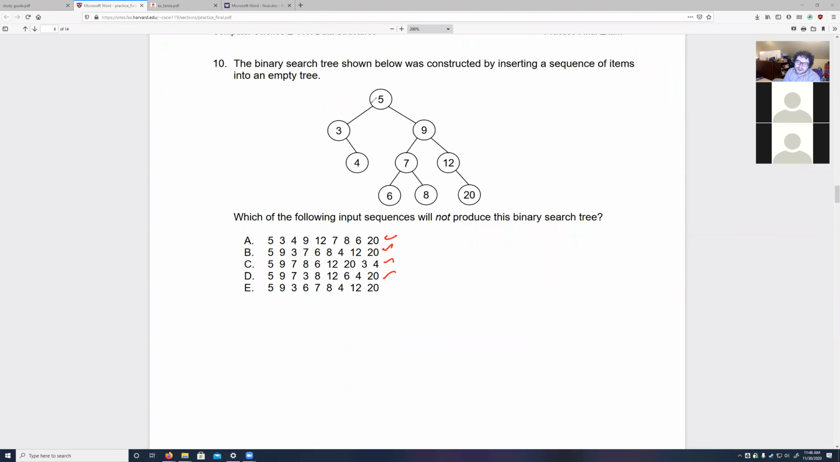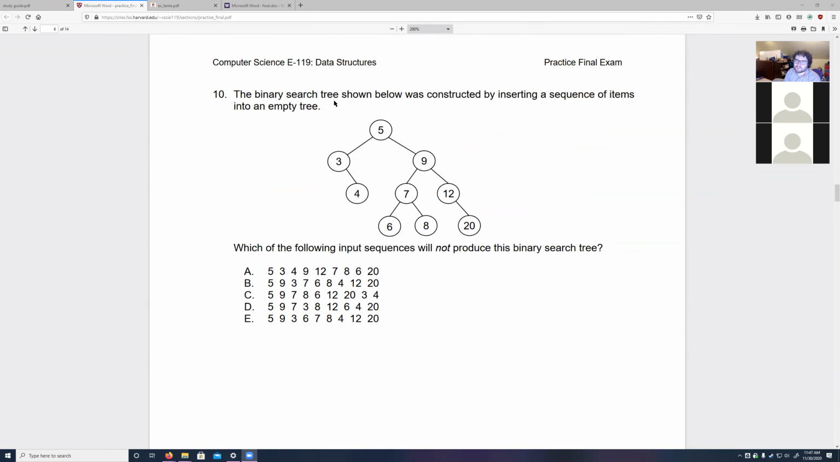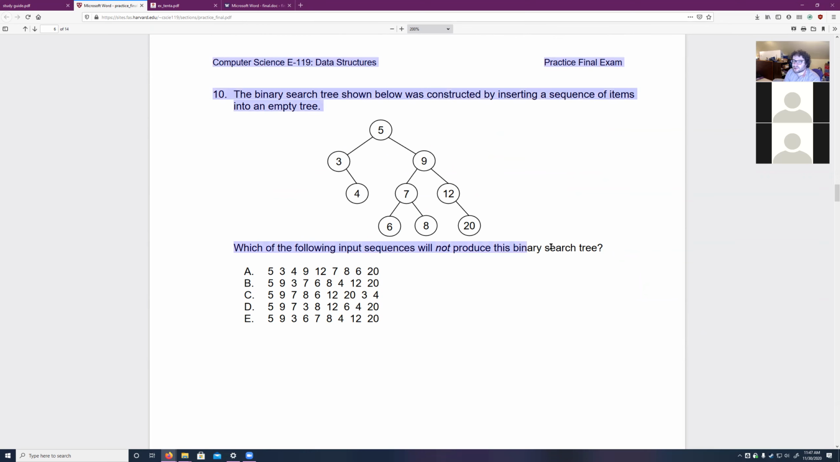So what about E? 5, 9, 3, 6, then 7. If we were to do this in that order, 5, 9, 3, 6, 7, 8, we'd be getting a completely different tree structure in that case. So that's why for this question it is E. Which of the input sequences will not produce this tree? They all would produce that tree except for the last one.